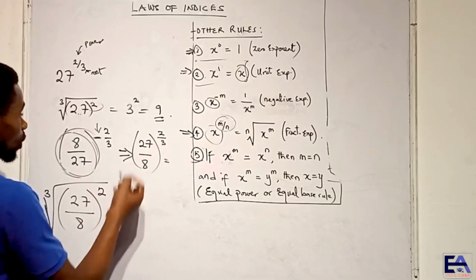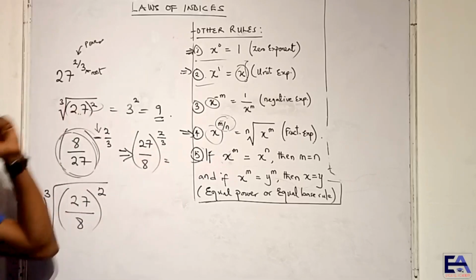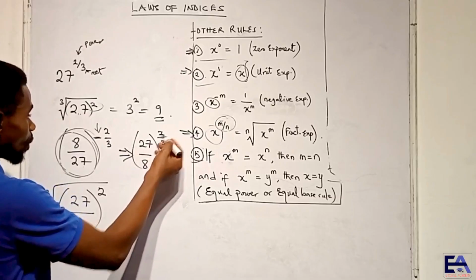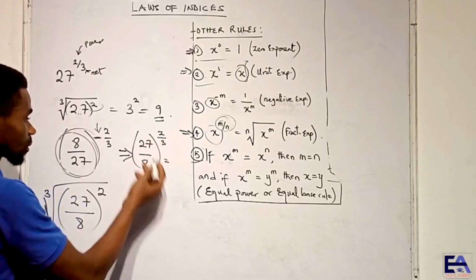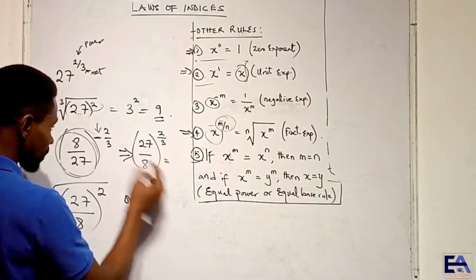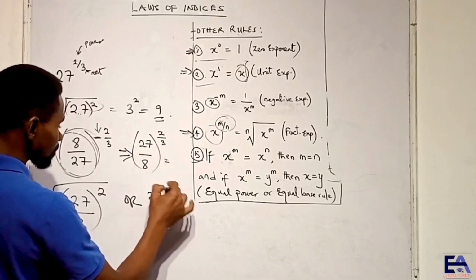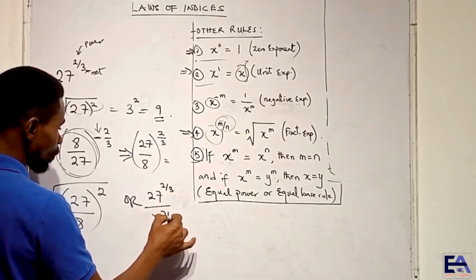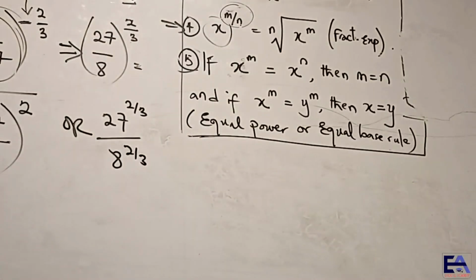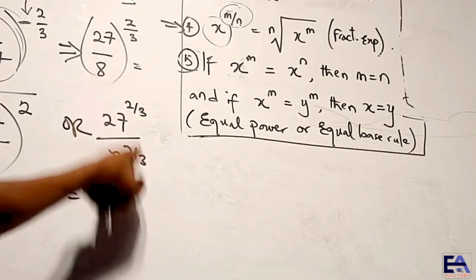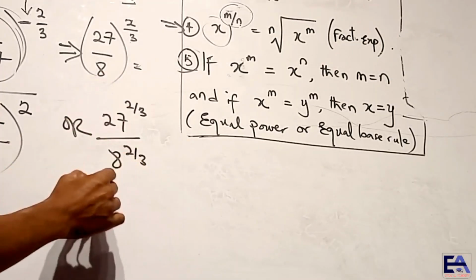Or you can also apply the law of indices like the one we did in the previous video, where we have the power distributed itself across the numerator and denominator. So you can still do it that way too, like 27 raised to 2 over 3 divided by 8 raised to 2 over 3. Very, very much allowed.